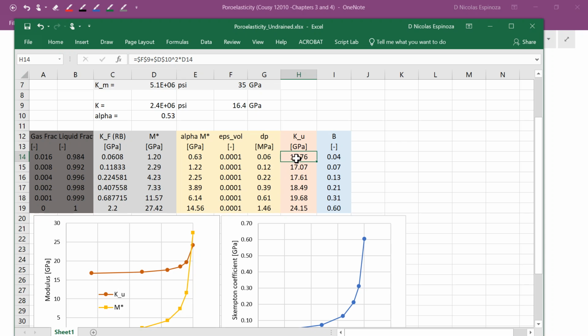because still the fluid is quite compressible. But once I get into a condition in which the fluid is completely filled with water with a modulus of now 2.2 gigapascals, then the undrained bulk modulus increases to the value of 24.15 gigapascals. So we see very clearly here that for the same sandstone, depending on what the fluid is made of, the undrained bulk modulus can increase quite a bit.